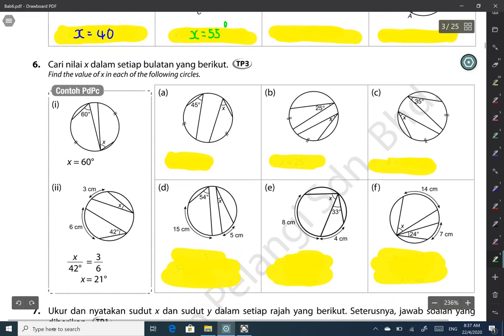Question 6. Find the value of X in each of the following circles. As I mentioned before, if the length of the arc is equal in size, that means the angle will be the same. 如果两个弧度的长度是一样长的话，那么它的角度就是会相同。So your X must be 45 degrees.